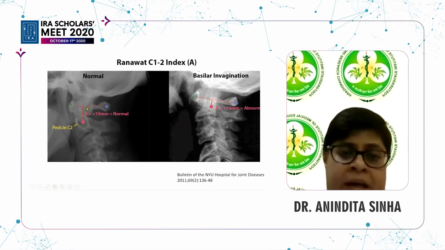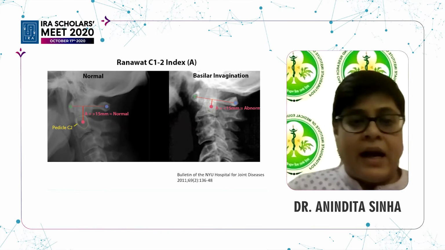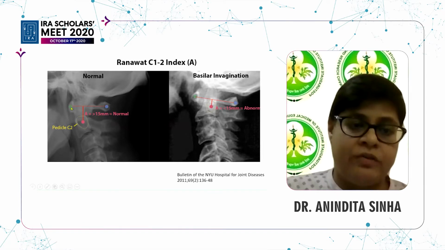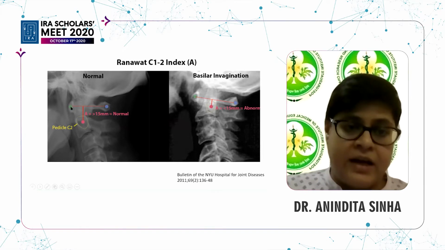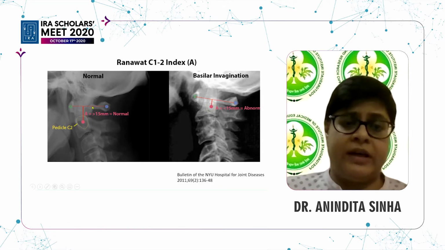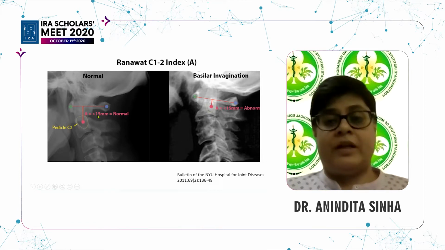So there is an index known as the Ranawat index, and this is a C1, C2 index. What happens here is that you join two points, from the middle portion of the atlas anterior arch to the middle portion of the atlas posterior arch, with a straight line, and from the middle portion of the dens, you draw another line perpendicular to this straight line. And this line should normally be more than 15 mm.